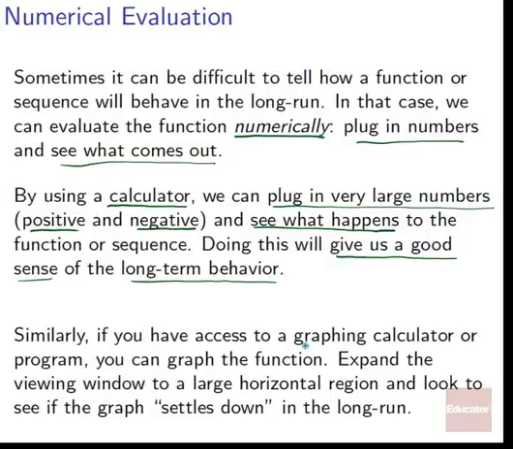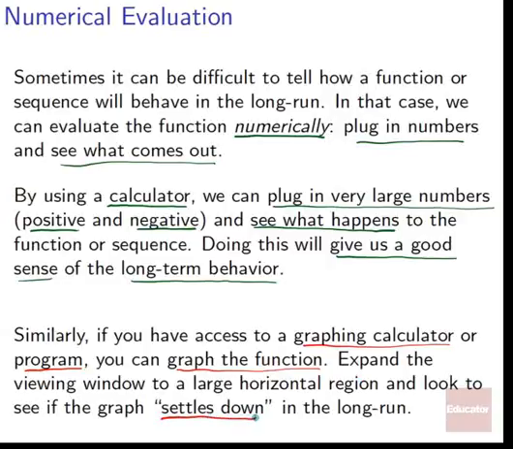Similarly, if you have access to a graphing calculator or some graphing program, you can graph the function, right? If you expand the viewing window to a large horizontal region, say negative 100 to positive 100, you can look and see if the graph settles down in the long run. Does it seem like it's being pulled to a single value, or does it seem like it's just blowing off and going to keep growing forever and ever? Now, once again, it's not a foolproof method. There are some times where the function will fool you for the first 1,000 x, right? From 0 to 1,000, it will look like it's growing forever and ever, but then after 1,000, it will actually wind up steadying out to a single value. But for the most part, this is a pretty good way to see, is this going to wind up approaching a single value, or is it going to just keep growing forever and ever?